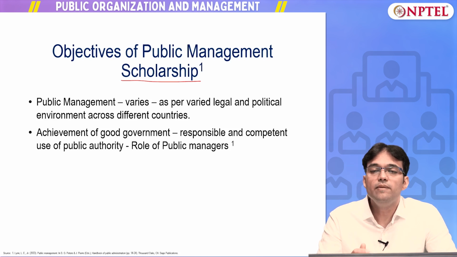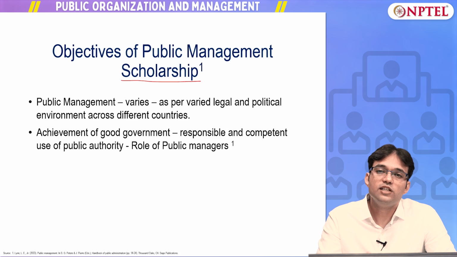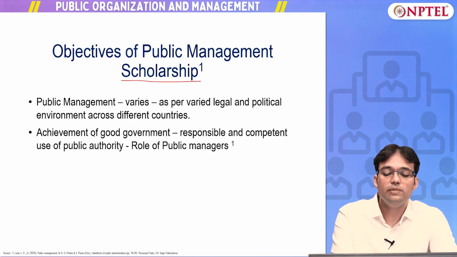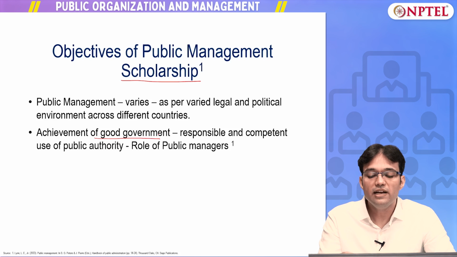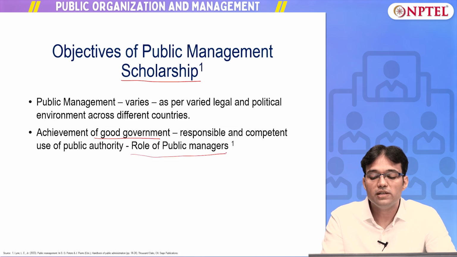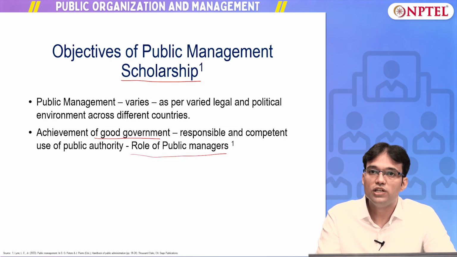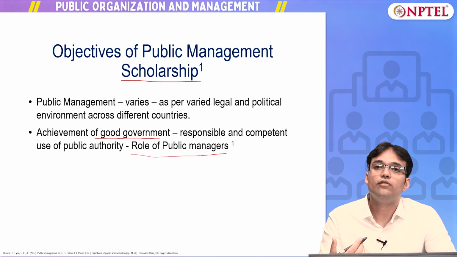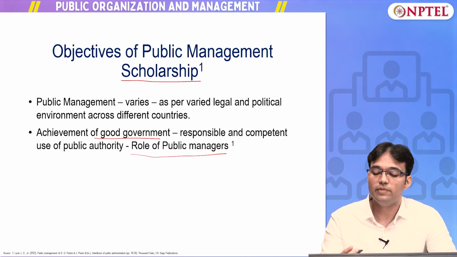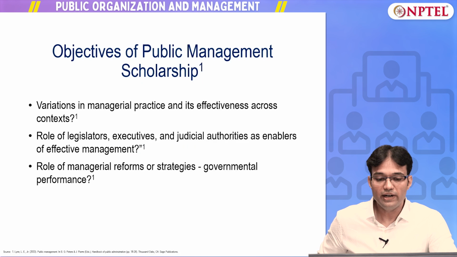Now, according to Lin, the achievement of good government is the responsibility of the public authority. A responsible and competent use of public authority is basically the meaning of good government. And here, the role of public managers becomes very crucial: what kind of activities they are doing in terms of achieving good government, right?